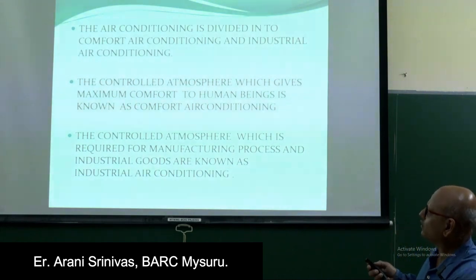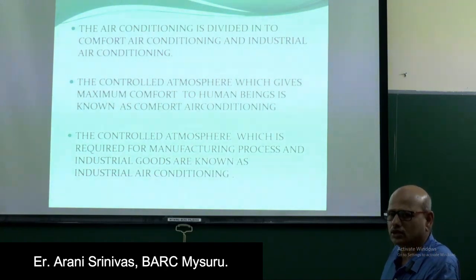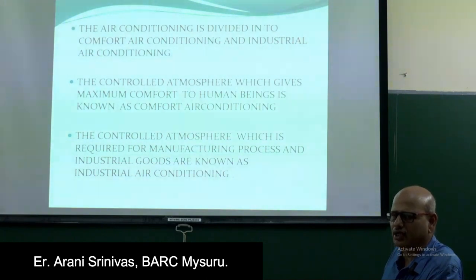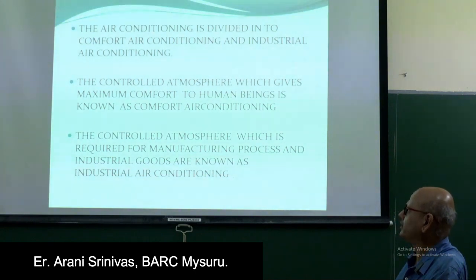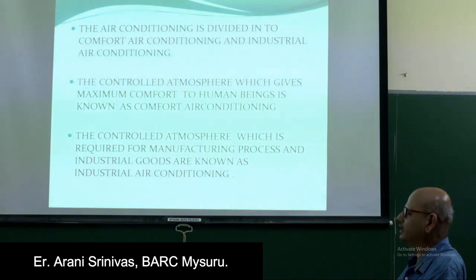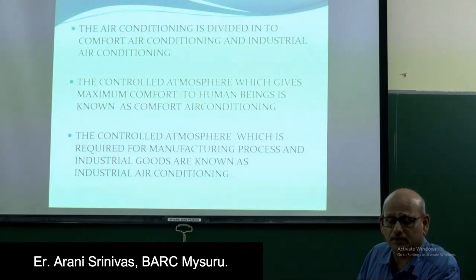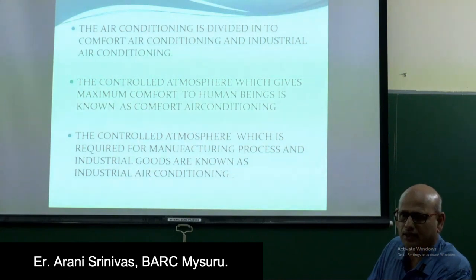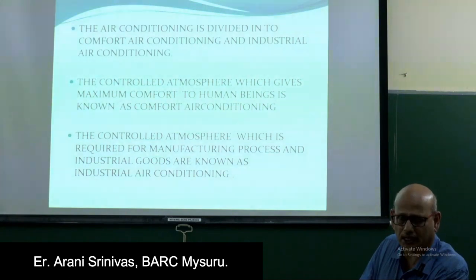The controlled atmosphere which gives maximum comfort to human beings is known as comfort air conditioning. So those five points are the comfort conditions. Similarly, the controlled atmosphere which is required for manufacturing processes and industrial goods is known as industrial air conditioning. In some places, the humidity matters much. They want 40%, 30% humidity. So at that time, we will go for a condition where we will try to remove the water content from the air so that the moisture content will be less and humidity also will drop.